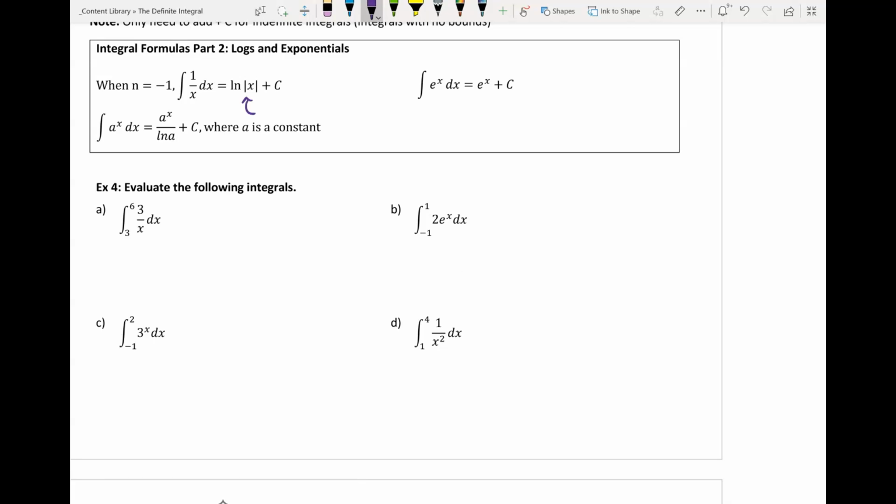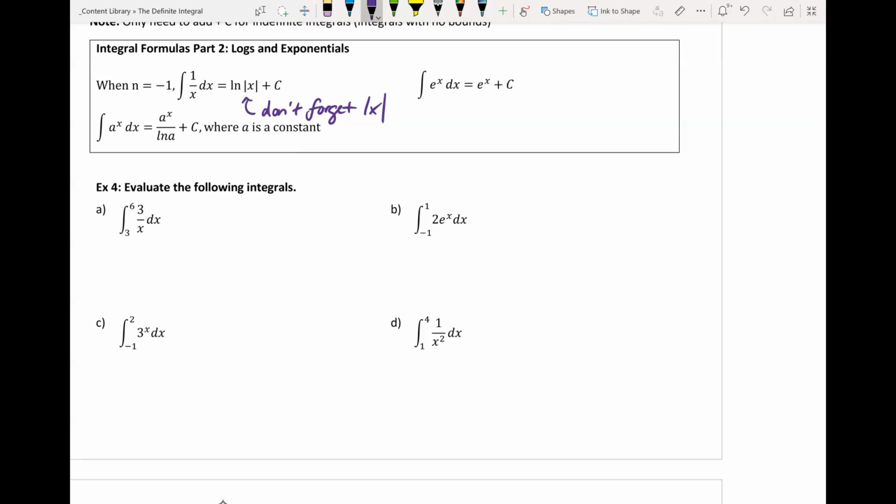Also note, this is slightly different. You can't forget the absolute value. You can't include everything that's in the brackets for that. This one's self-explanatory as well. e to the x is also e to the x when you take the integral of it, because the derivative of e to the x is e to the x.